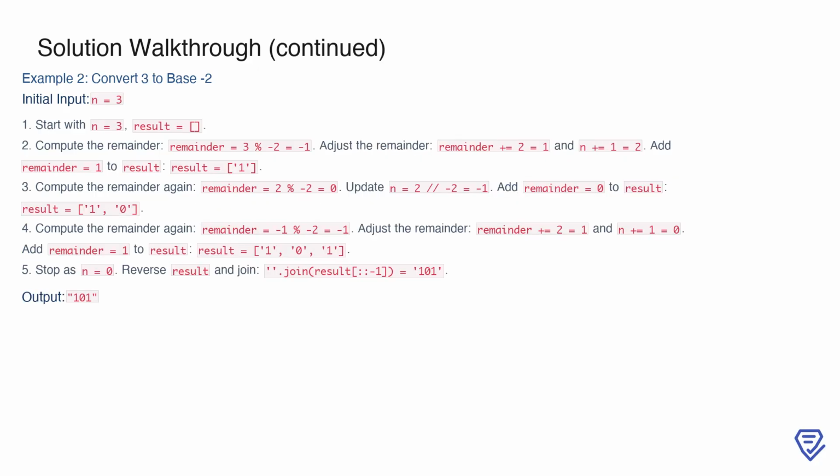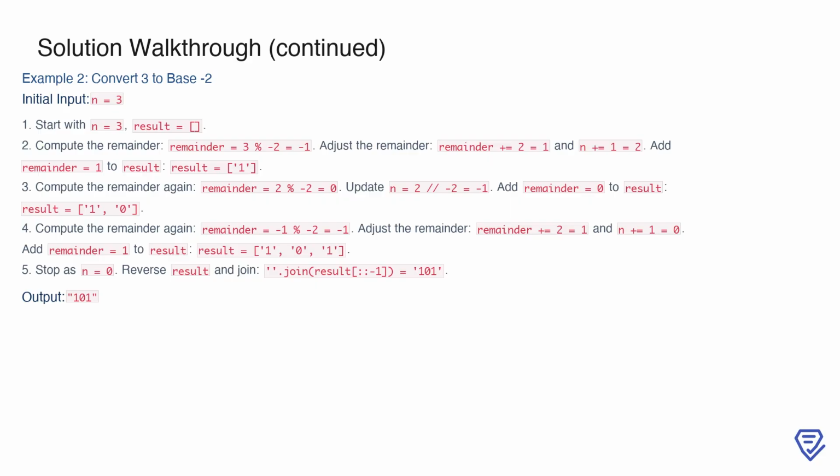Now, let's convert the number 3 to base -2. We begin with n equals 3 and an empty result list. The first step is to compute the remainder of 3 % -2, which equals -1. Since the remainder is negative, we adjust it by adding 2, making it 1, and increment n by 1, resulting in n equals 2. We then append this adjusted remainder, 1, to the result list, so result equals [1].